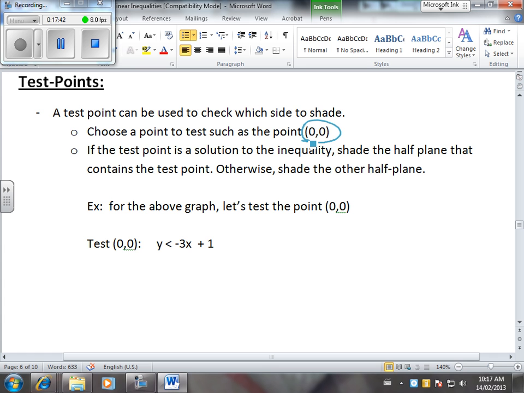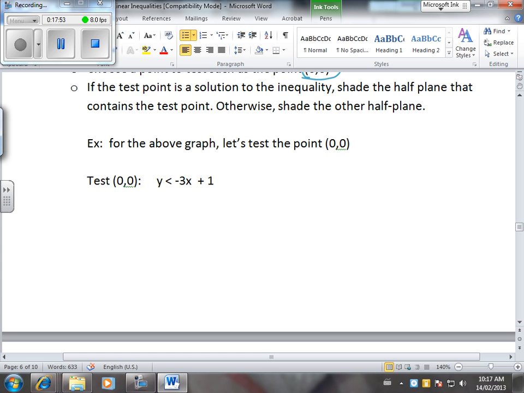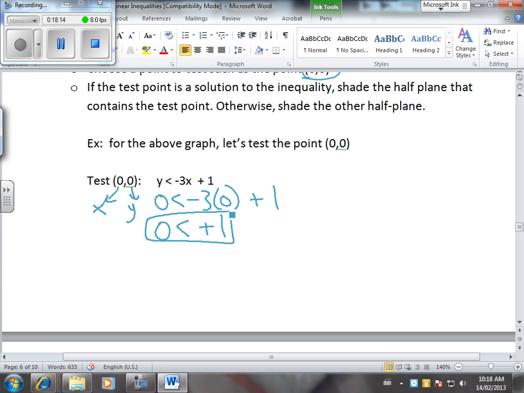Otherwise, if you put the test point in and the inequality is not true, you shade the other half plane. So for the graph above, we'll test the point 0, 0. So then we just enter, this is x and this is y. So for y, we'll put 0 is less than -3 times 0 plus 1. So 0 is less than plus 1. And that's my test point solution.